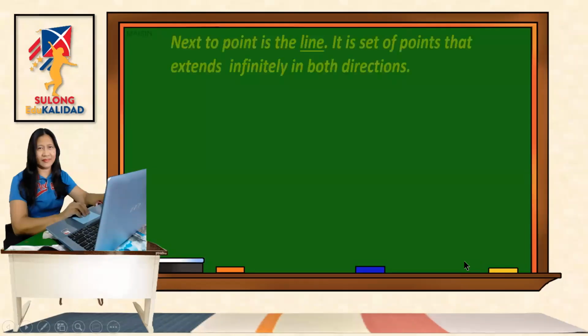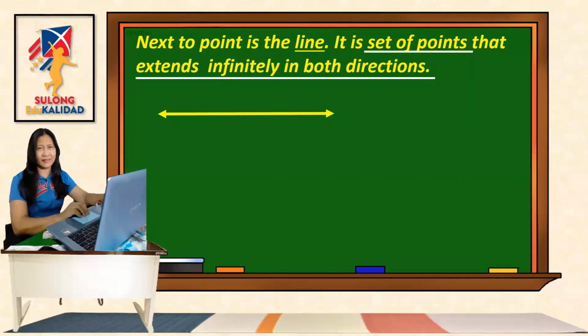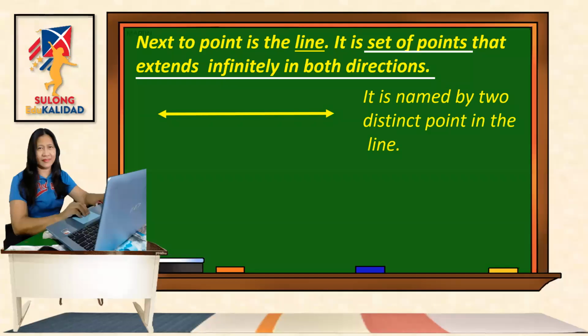Okay, next to point is the line. It is a set of points that extends infinitely in both directions. Take note: extends infinitely in both directions. Look at what I am going to draw on the screen. Do you see the line? Yes po, ma'am. Okay, so that's how a line looks like. It is named by two distinct points in the line.